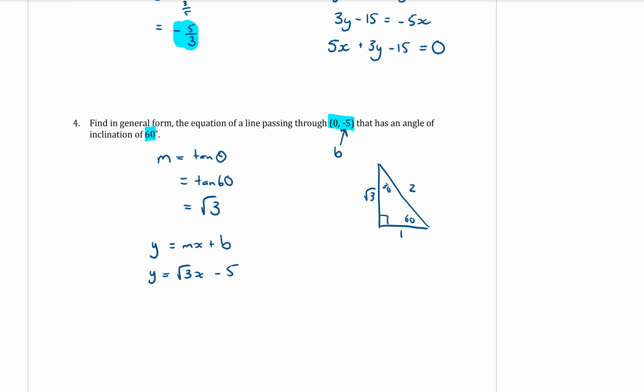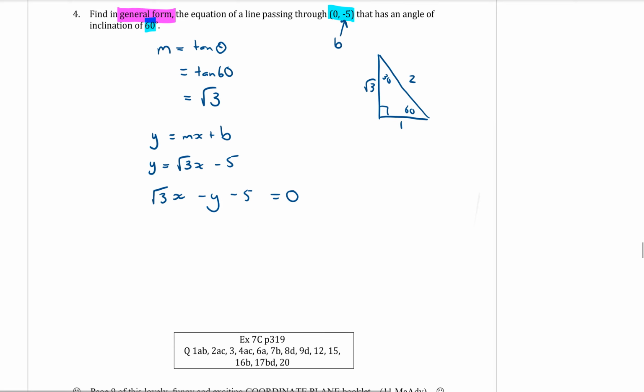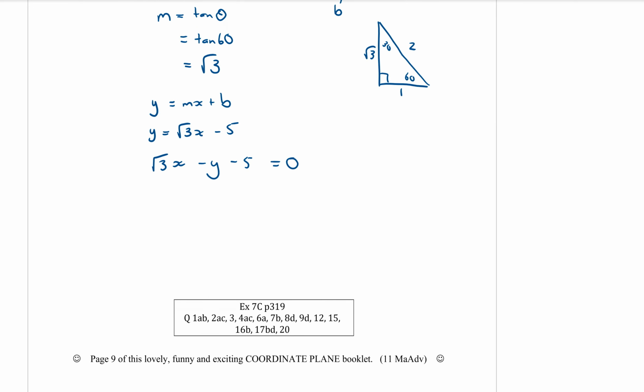However, the question did ask for my equation in general form, so I need to have my x first and positive. Okay, it's currently positive where it is, so let's start with root 3 x. Then I'll need to move my y across to be after that, so minus y, and then I'll also have the minus 5 equals 0, and that is now in general form. Okay, that enables you to do exercise 7C.